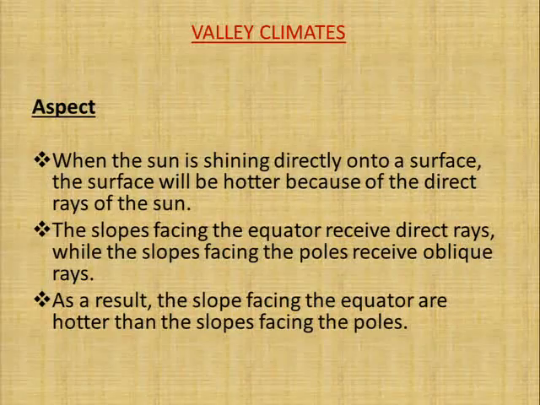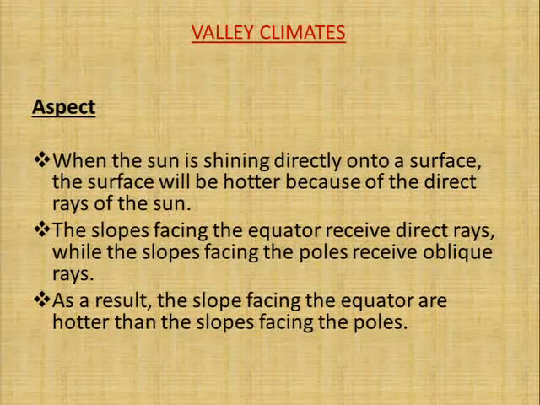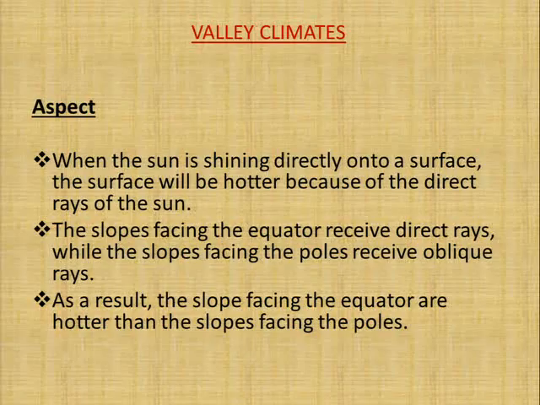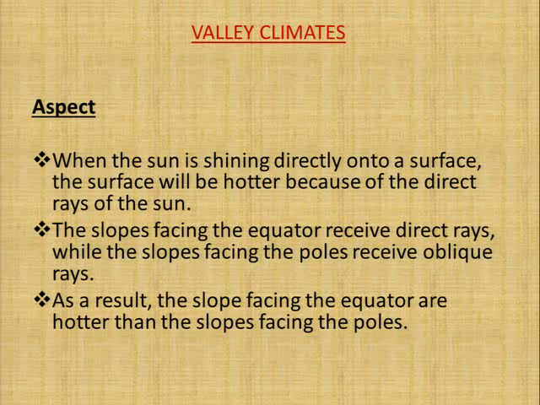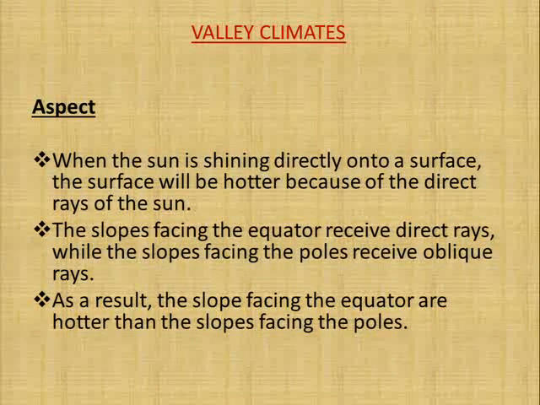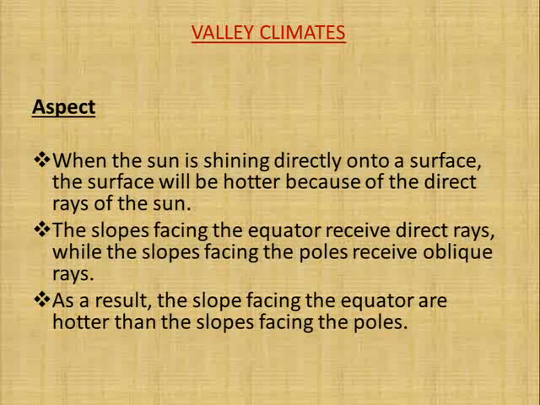Then let's start with the aspect, which is the slope. When the sun is shining directly onto the surface, it will be hotter, because of the direct sun's rays. So we have the slopes that are facing in the direction of the sun. Let's talk about the slopes facing the north. The north-facing slopes are hotter because they are in direct contact with the sun.